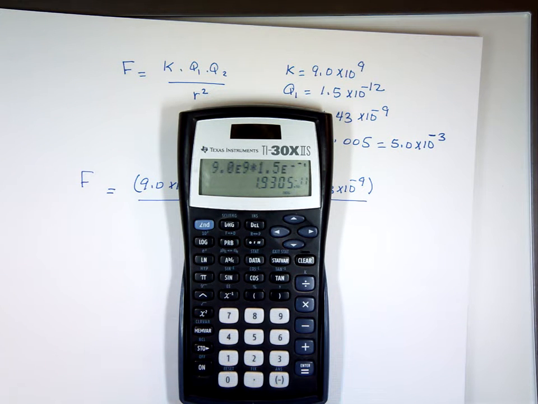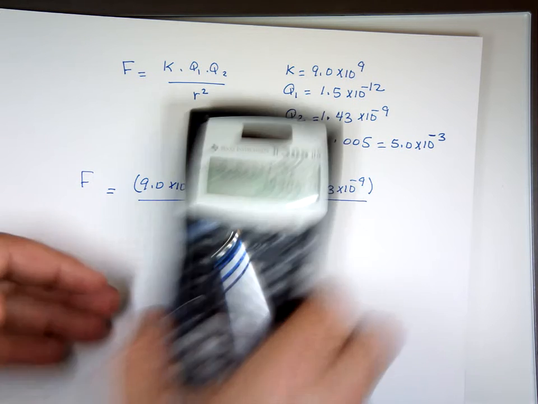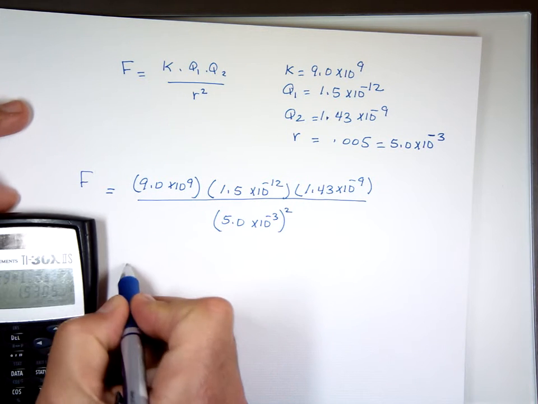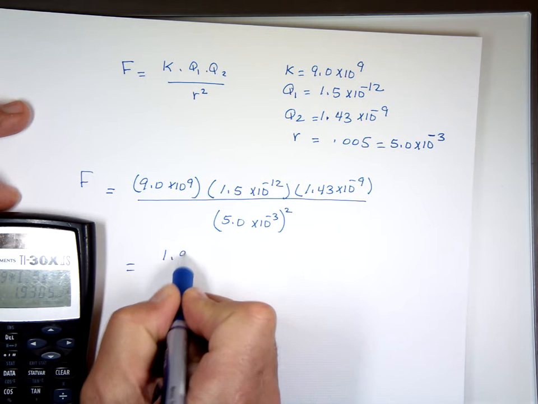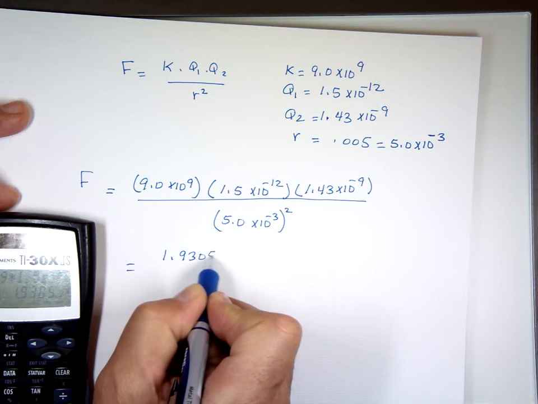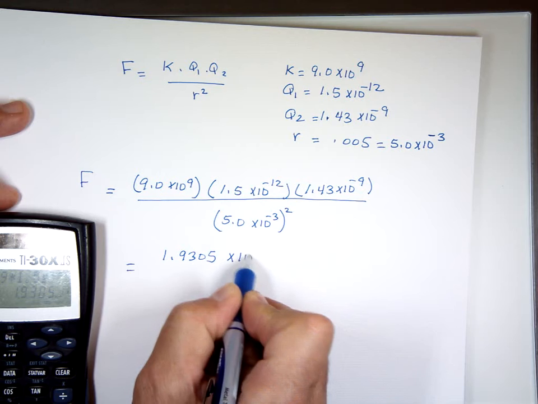And notice it's giving me the answer in scientific notation. It says, when you do the math on this, the top is going to equal to 1.9305 times 10 to the negative 11.